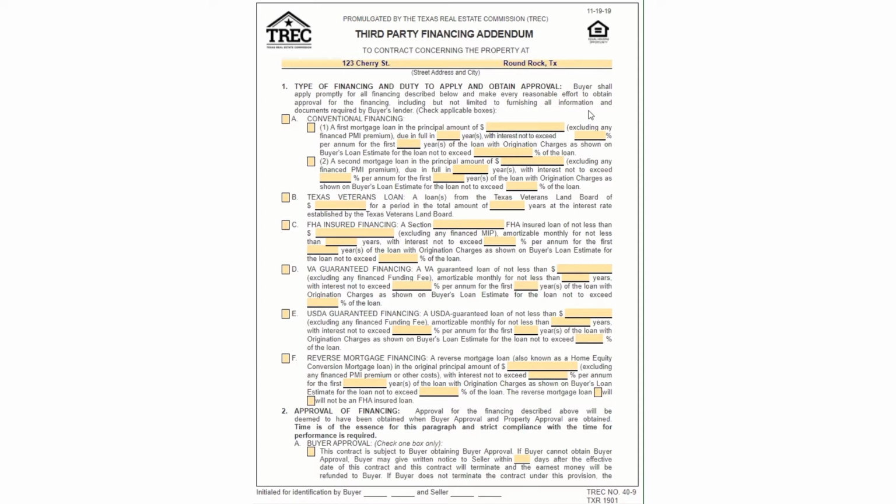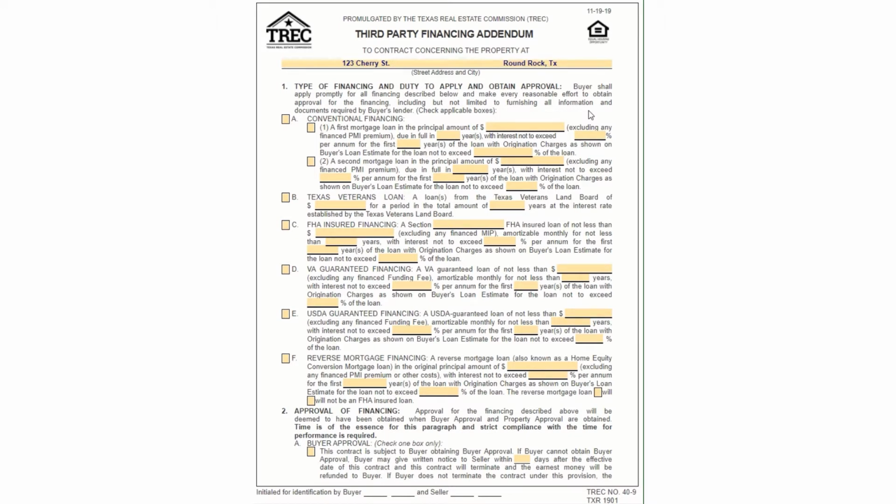So number 1, the buyer discloses to the seller which type of loan they're getting, and this is important because each one of these loans has a different set of requirements, different time frames, even different ease or difficulty in obtaining loan approval.